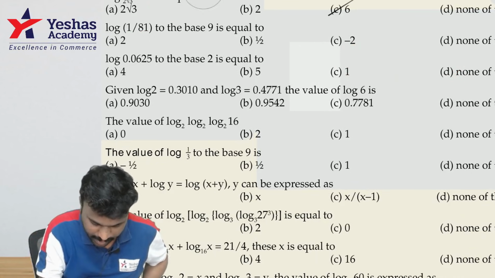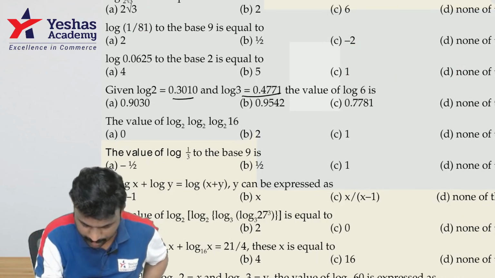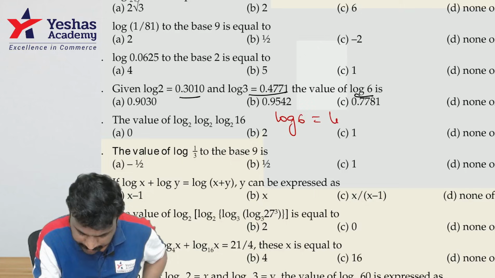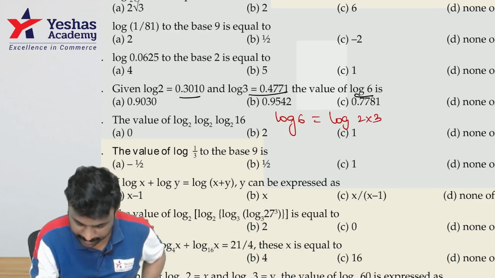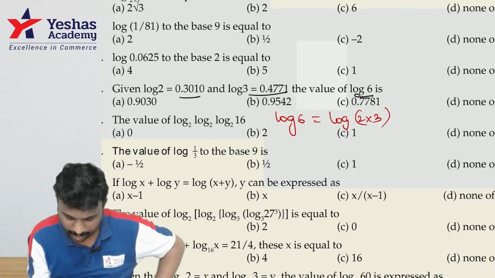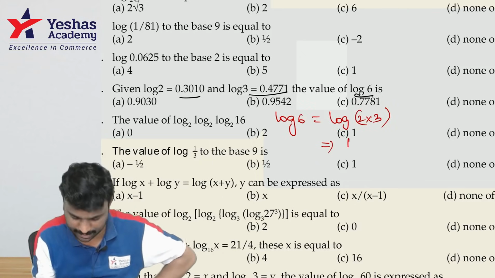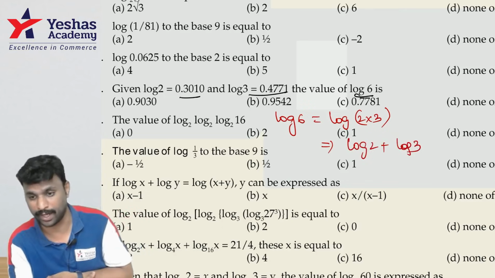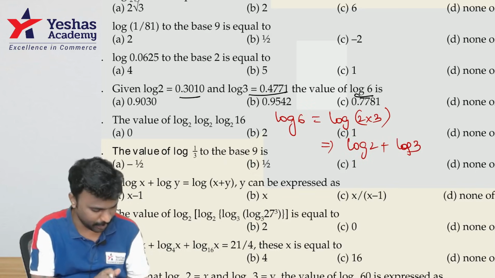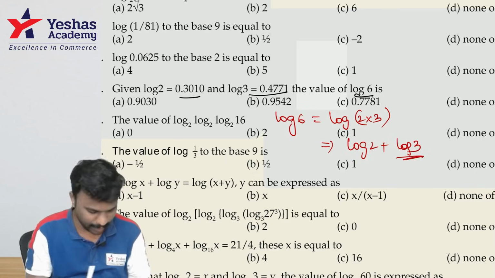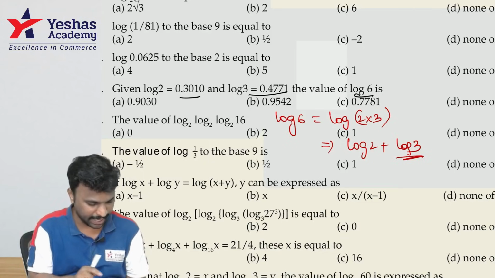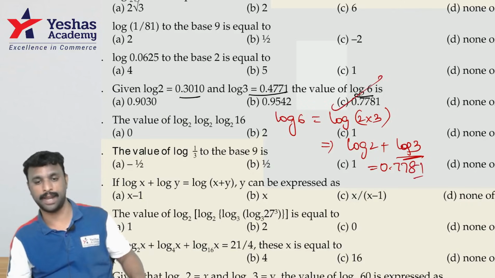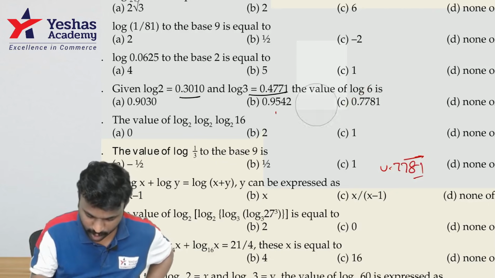Question number 11. Log 2 value is given, log 3 value is given, you are asked to find log 6. Guys, how do I write log 6 in terms of 2 and 3? It can be written as 2 into 3, isn't it? Log 2 into 3. I can split log 2 into 3 as log 2 plus log 3, isn't it? Because multiplication changes to what? Addition. Log 2 value is given as 0.3010 plus log 3 value is given as 0.4771, and the result of this is 0.7781. That means option B is the right answer. Right? Moving on to the next question.